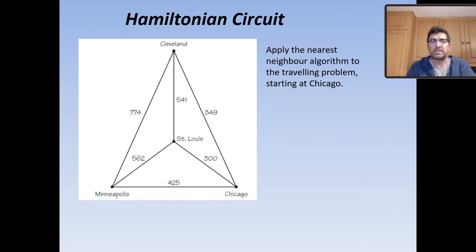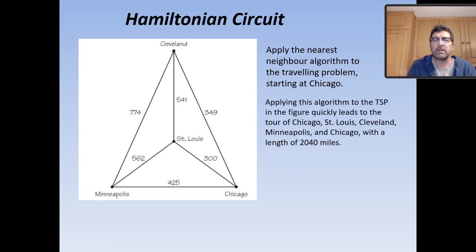Okay, so now we have all that information. Let's continue and look at a Hamiltonian circuit that we can form of the 1, 2, 3, 4 cities. Apply the nearest neighbor algorithm, starting from Chicago. Okay, so if we look at Chicago, the nearest neighbor will be St. Louis. Okay, so applying this algorithm to the traveling salesman problem in the figure quickly leads to the tour from Chicago to St. Louis. The nearest then is Cleveland, and then Minneapolis at the bottom, and then we return to Chicago. Okay, so that is a total of 2,040 miles that you've traveled, and we've seen that there's a possibility with less.